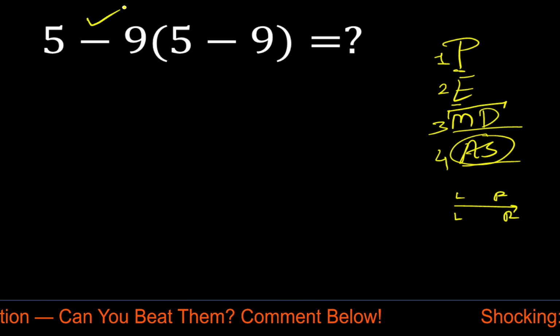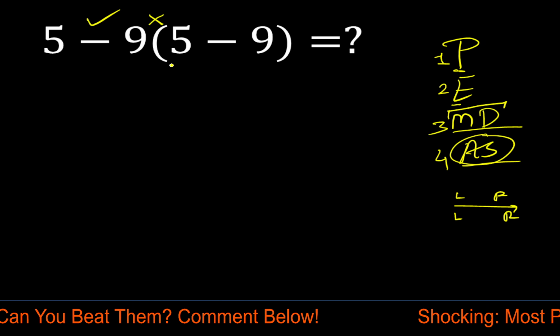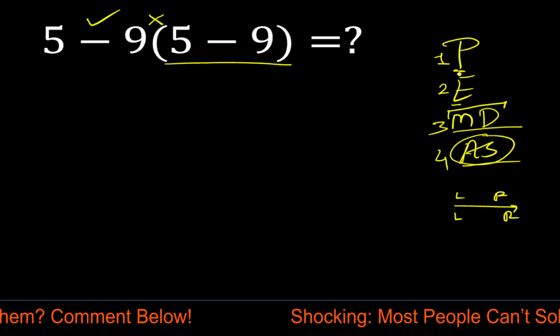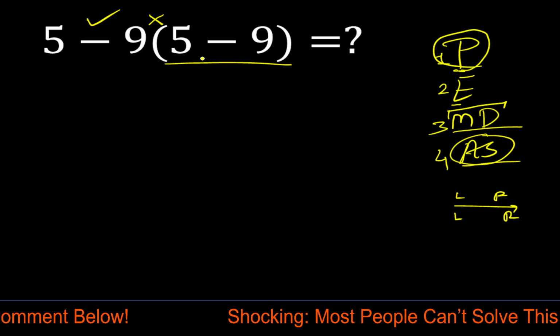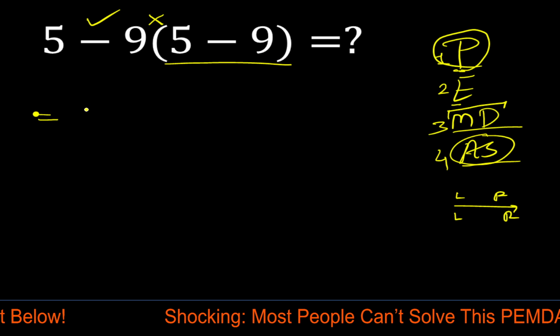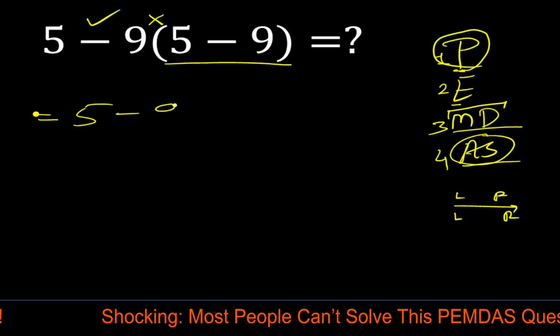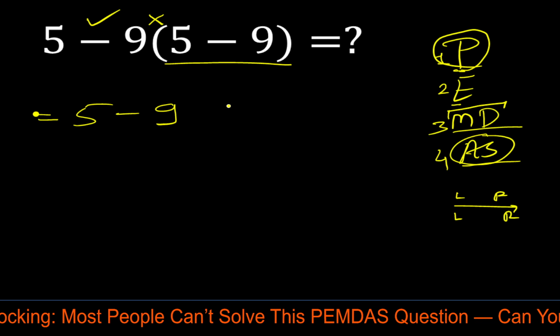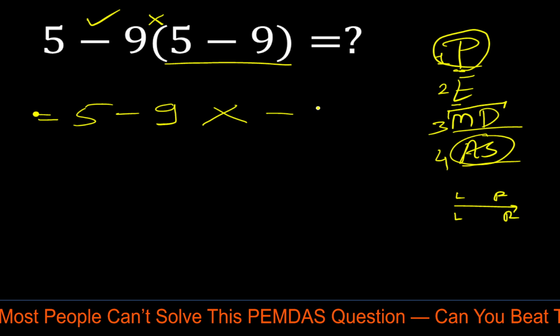So in this question, here we have subtraction, here multiplication, and here we have one parenthesis, right? So according to the PEMDAS rule, first we have to solve the parenthesis. So now 5 minus 9. Now solve this parenthesis first. 5 minus 9 is equal to minus 4. So times minus 4.